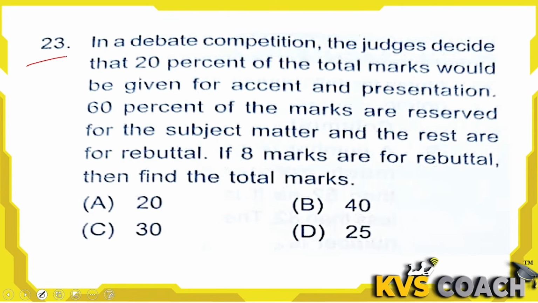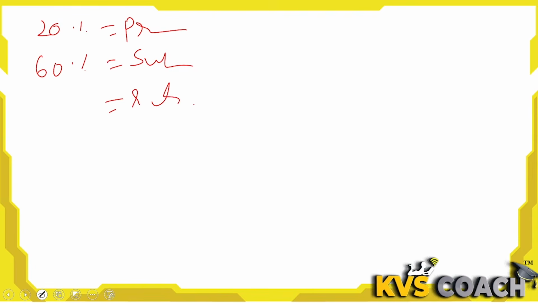Next question. In a debate competition, the judges decide that 20% of the total marks would be given for accent and presentation. 60% of the marks are reserved for the subject matter and the rest are for rebuttal. If 8 marks are for rebuttal, then find the total marks. See, they are saying 20% for the presentation, 60% for the subject matter, so the rest are for rebuttal. 20 plus 60 is 80, and total is 100. 100 minus 80 is 20%. It means rebuttal is 20%.